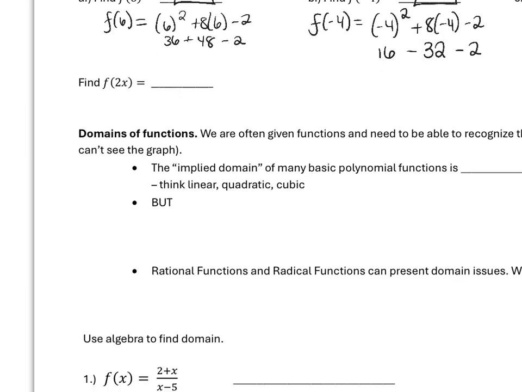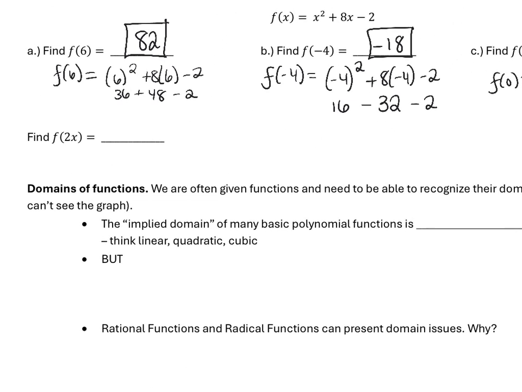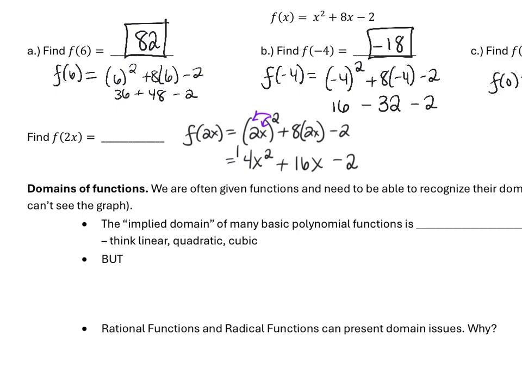What if we had something like this, f of 2x? You do the exact same thing. So we're going to say f of 2x equals, keep it in parentheses, 2x squared plus 8 times 2x minus 2. And then exponents, we distribute this to both terms. 2 squared is 4, x squared is x squared, plus 8 times 2 is 16x minus 2. So if I plug in a variable and a number, I can find the value of that function if we had 2x, for example.